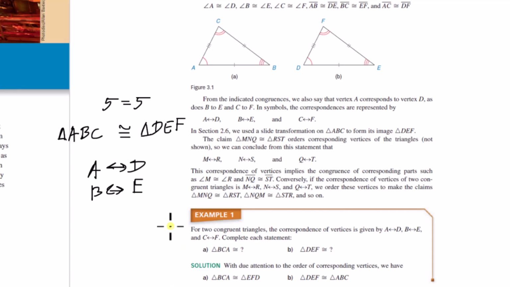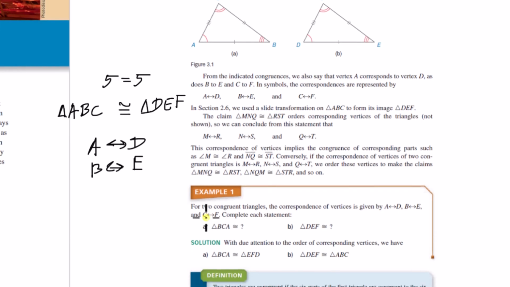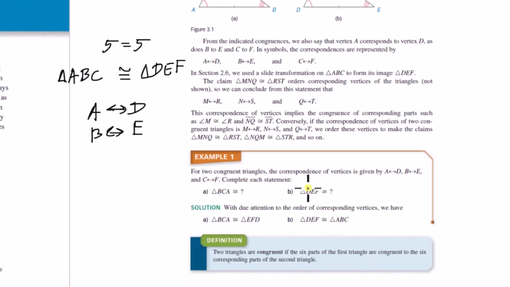So with polygons, we're just talking about side lengths and angle measures, but this is going to be the case for any kind of figure. Any measure of the figure, if that figure is congruent to another figure, those corresponding measures are going to be equal. They're going to be congruent. It says for two congruent triangles, the correspondence of vertices is given by A corresponds to D, B to E, C to F.